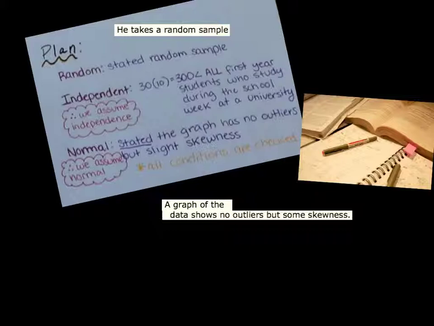For the plan, you have to check that all conditions are met. For random, it's stated in the problem that he takes a random sample, so you can write that down. For independent, you take 30 times 10, which equals 300, and that is smaller than all first-year students who study during the school week at a university. Therefore, we assume independence. Normal, this is stated in the problem as well, as the graph has no outliers but slight skewness. Therefore, we assume normal. If all these work, then we say that all conditions are checked.